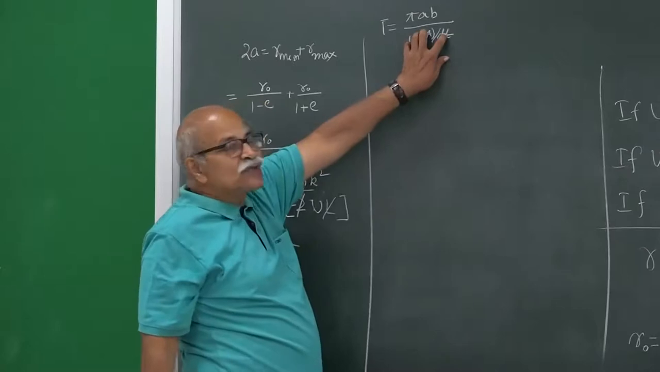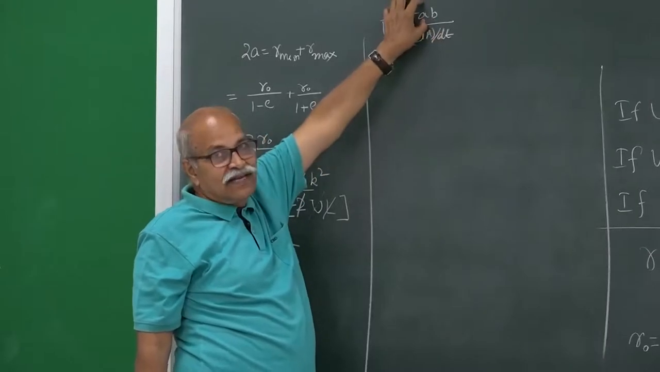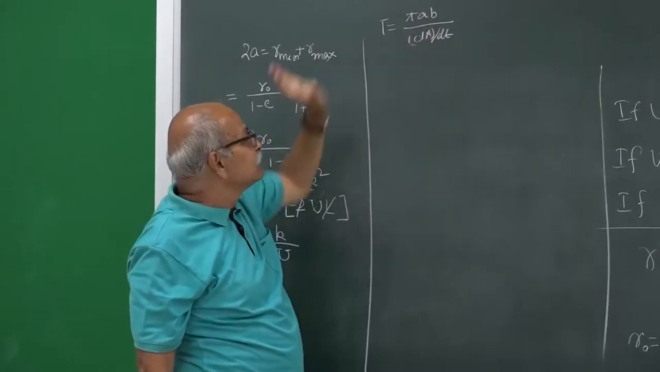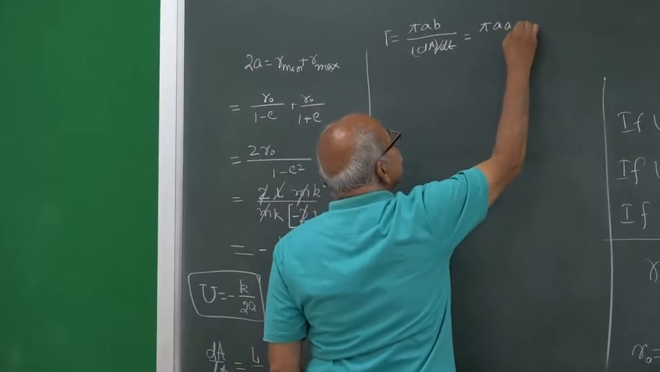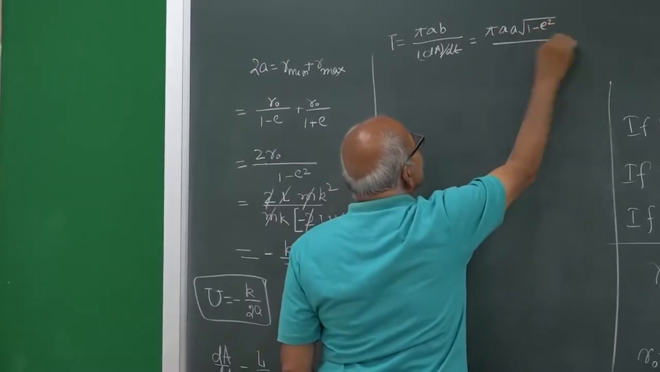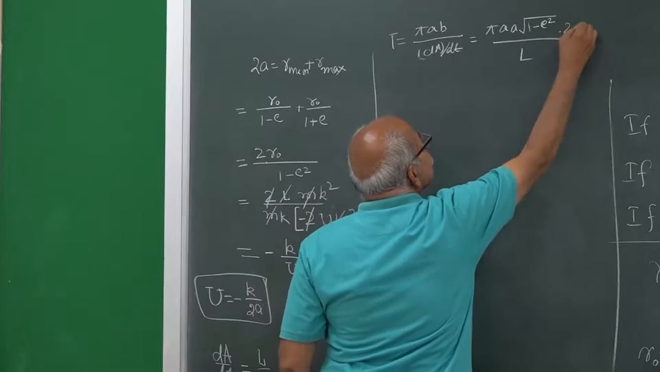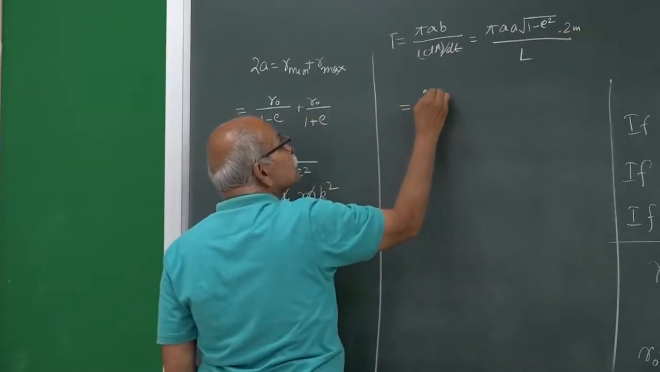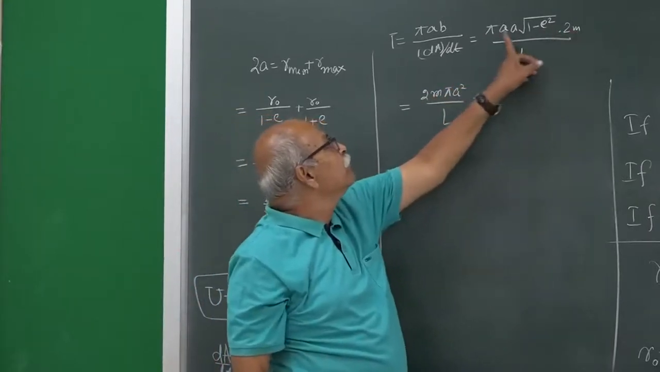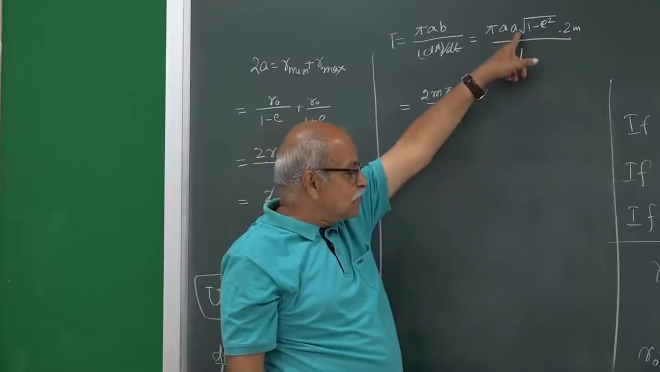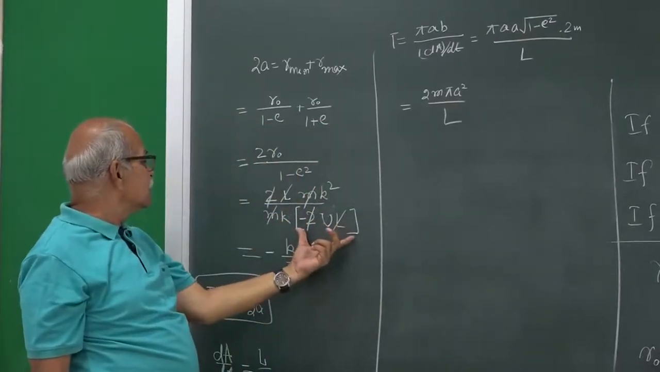This is the area swept per unit time, and the total area to be swept in one revolution is this, and therefore when you divide you get the time. So this is pi into A, and B is A square root of 1 minus e square, divided by dA/dt, which is L by 2m. So L here and 2m here. So it is 2m pi a square by L, square root of 1 minus e square.